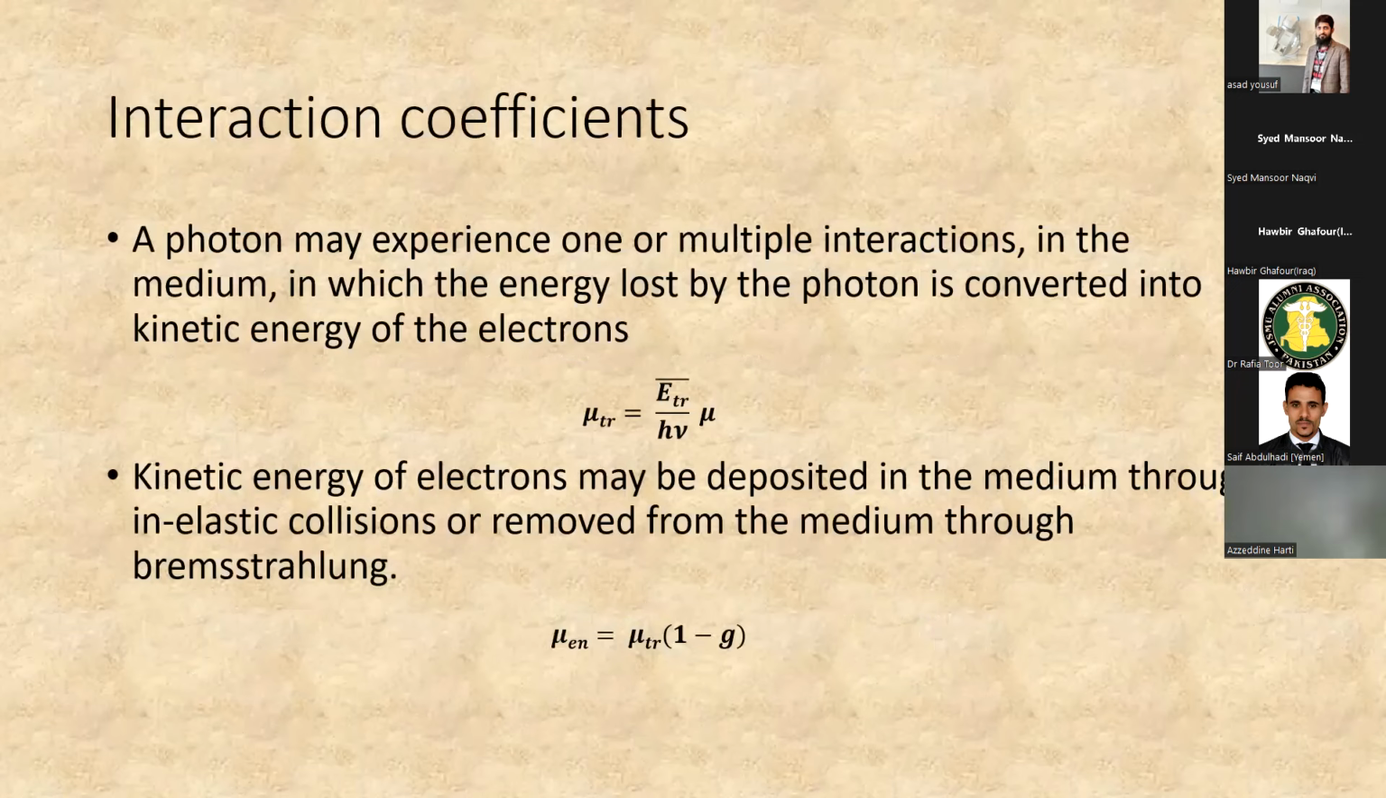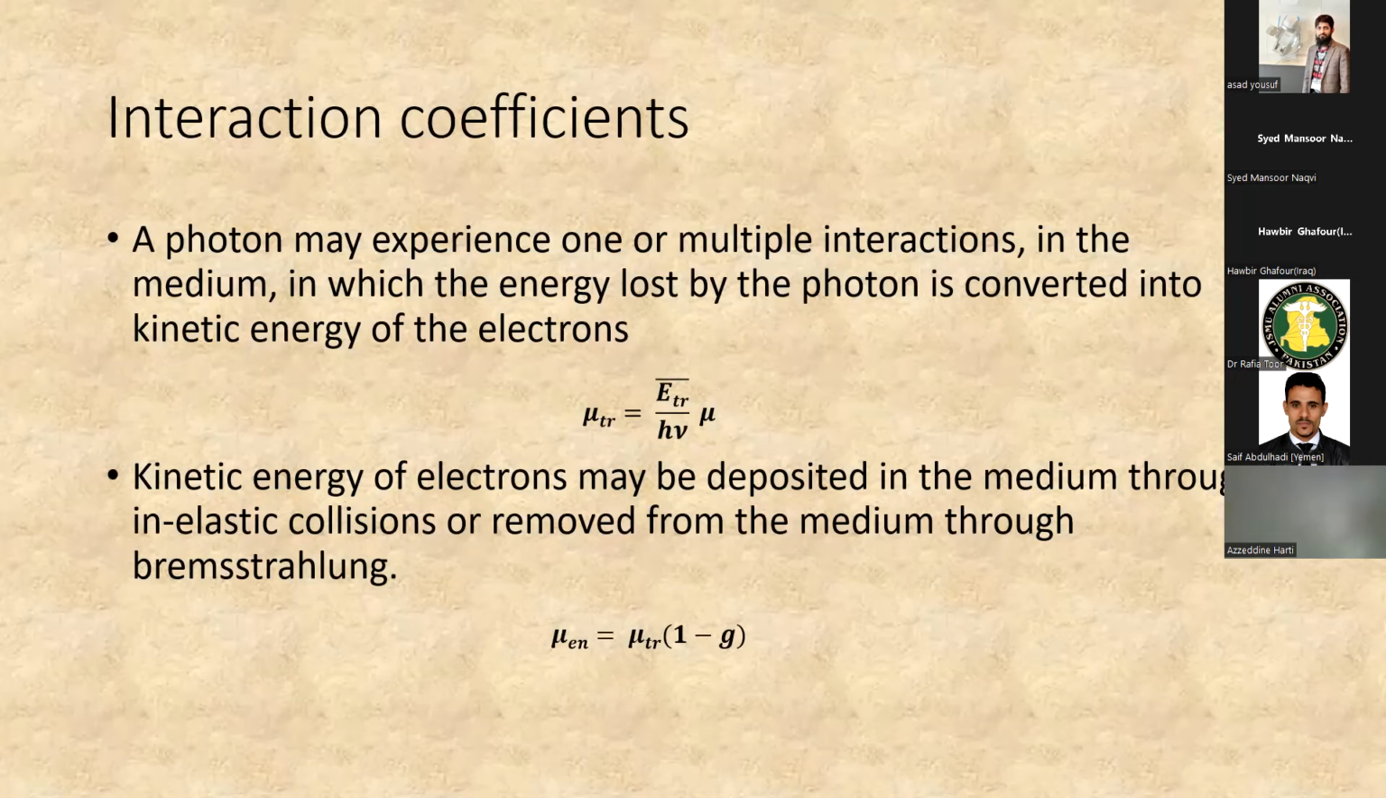Now we'll talk about the interaction coefficient. A photon may experience one or multiple interactions in the medium, in which the energy lost by the photon is converted into kinetic energy of electrons. And this equation defines these losses. The kinetic energy of the electron may be deposited in the medium through inelastic collision or removed from the medium through Bremsstrahlung. So what happens when a photon interacts and transfers energy to an atomic shell electron?